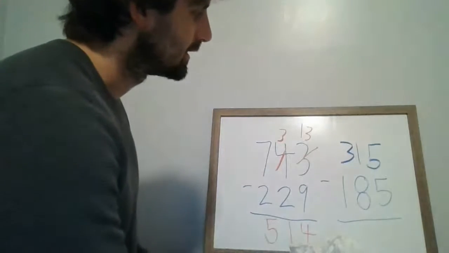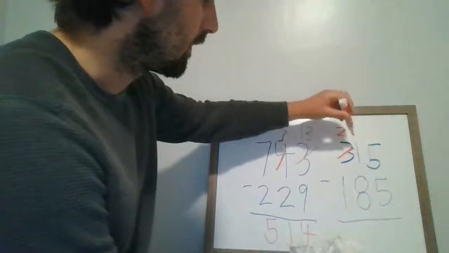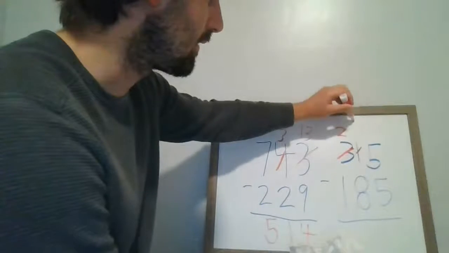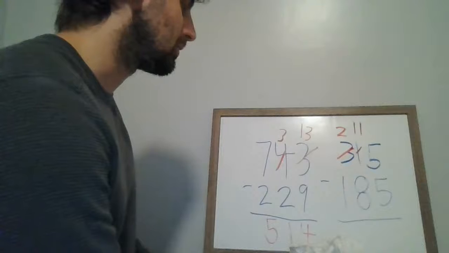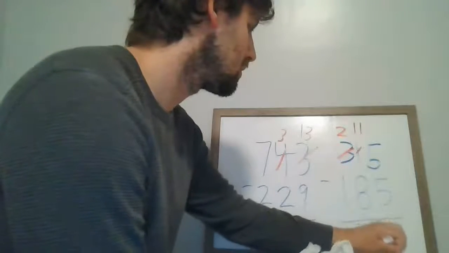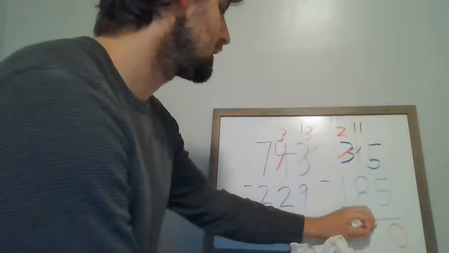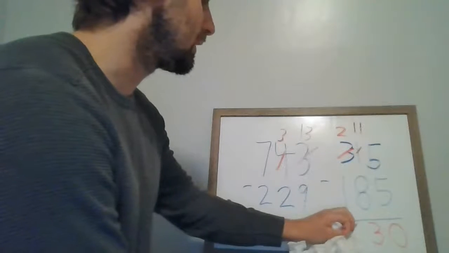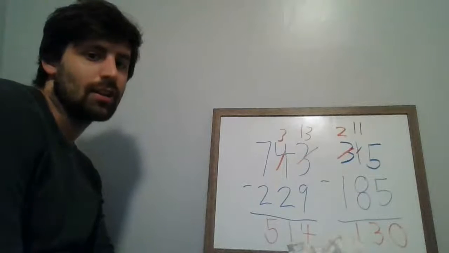All right. So the 3 is going to become a 2, since we're taking a 10 from the hundreds place, and the 1 is going to become an 11. Now we can get to the subtraction. 5 minus 5 equals 0. 11 minus 8 equals 3. 2 minus 1 equals 1. And our answer is 130.